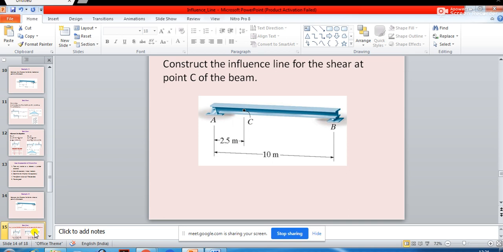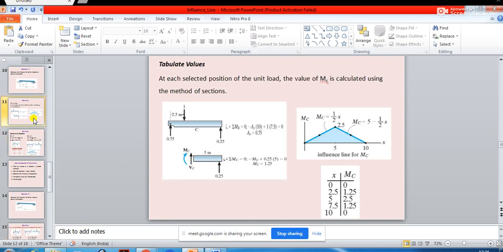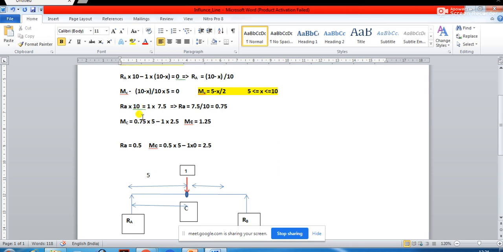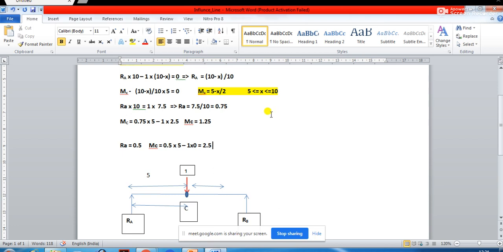Let's go to this presentation and see. So you see, at 5 is it 2.5? Are you getting it? What are we doing? At different positions of the load. So you see, now I am just bringing this table over here.